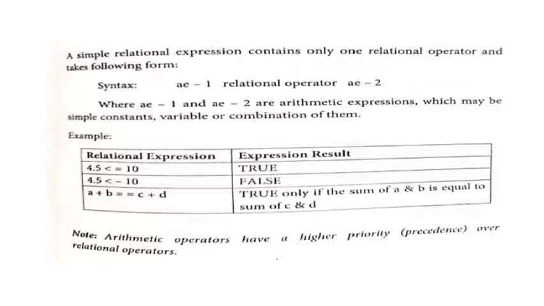Expression result is true. 4.5 less than minus 10 is false, because 4.5 is not less than minus 10. Obviously here the expression result is false. A plus B equal to C plus D is true whenever the sum of A and B is equal to the sum of C and D. If the value of A plus B and the value of C plus D vary, obviously the result will be false.